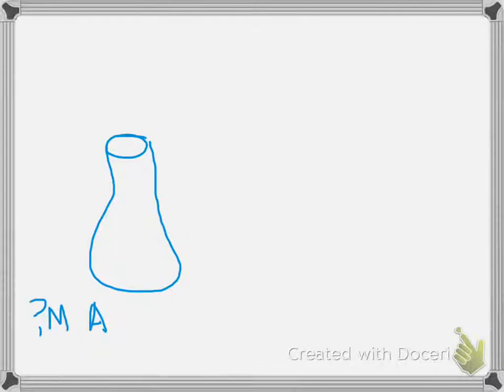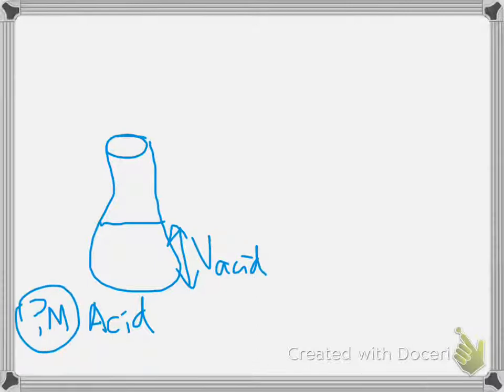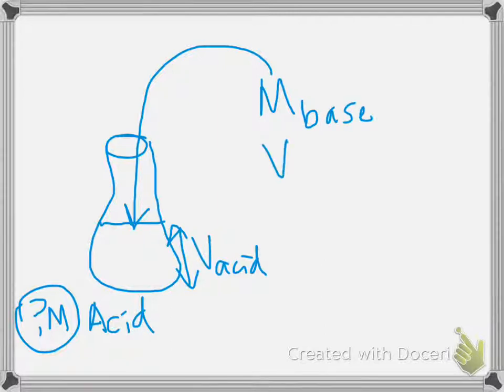Suppose I have a sample of acid, and I know the approximate concentration of the acid, but I do not know the exact molarity of the acid. What I can do is put a known volume of the acid into an Erlenmeyer flask. And I want to calculate what the molarity or the concentration of that acid is. Well, I know that acids react with base to form salt plus water. So what I can do is add a certain amount of known concentration base and a known volume of base to my acid.